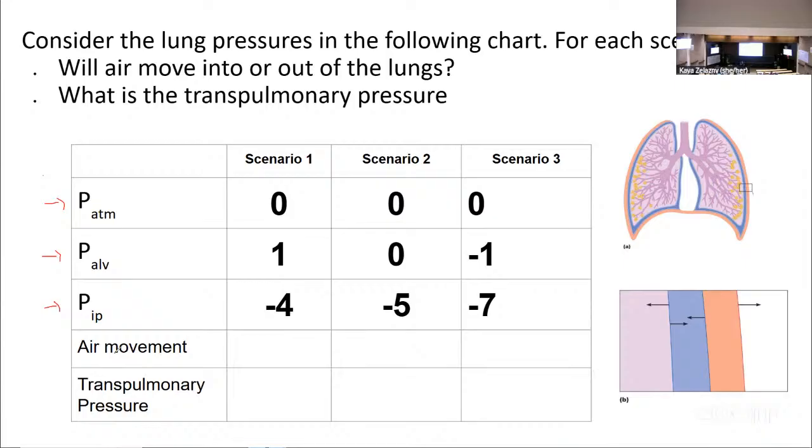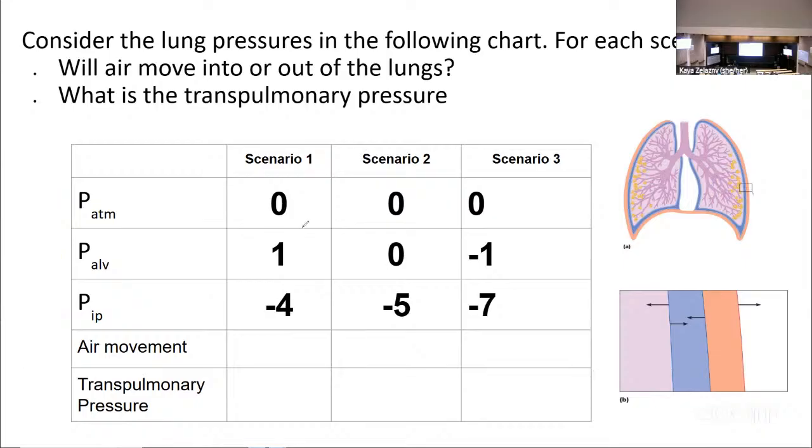Do we have air moving in, inspiration? Do we have air moving out, expiration? Or are we between breaths? Are we at rest? And since we've just learned about this transpulmonary pressure concept, this distending pressure across the lung wall, we're going to be completionists, so we're going to calculate that out as well. I'll give you a minute or two to get started on these.